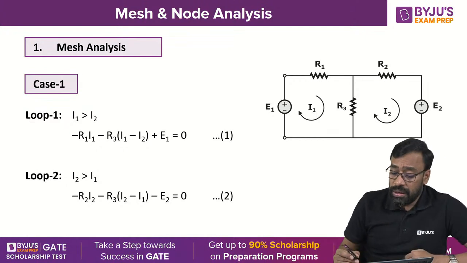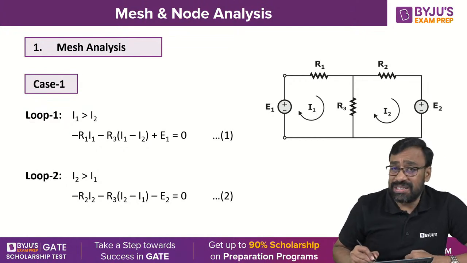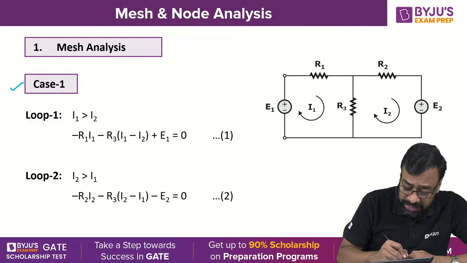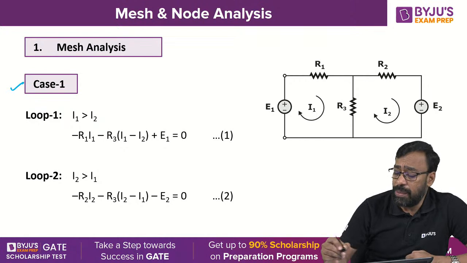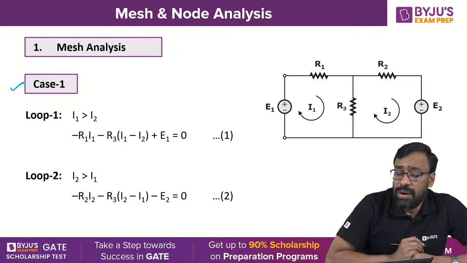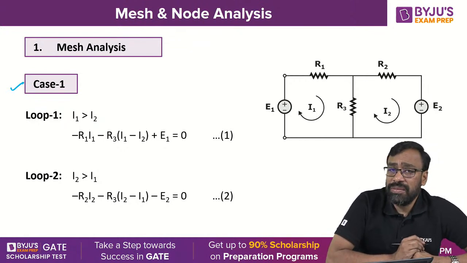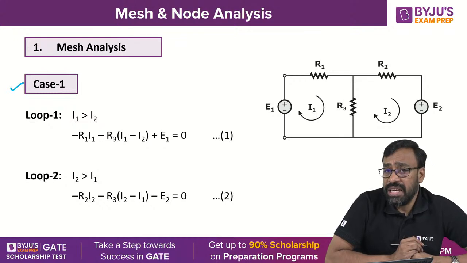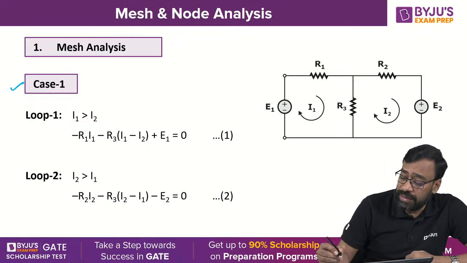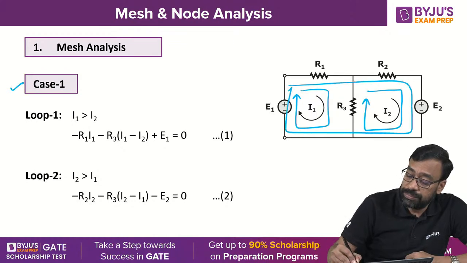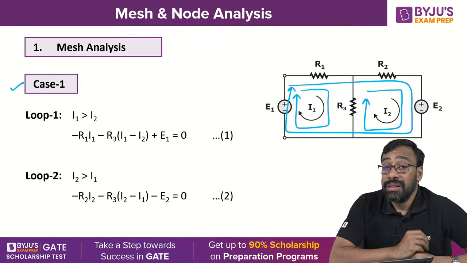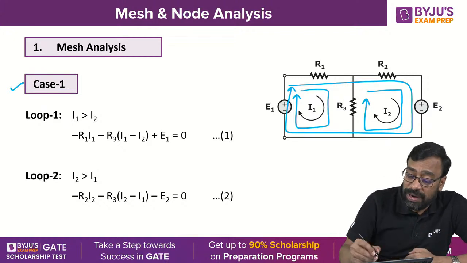Now, mesh analysis. First let me take case one, a simple circuit. There are 2 loops. Generally, we select the loops. How many loops are there in this? Please quickly respond whenever I ask a question. This is loop 1, this is loop 2, this is loop 3. You understand, all of you? There are 3 loops. But how many fundamental loops are there?